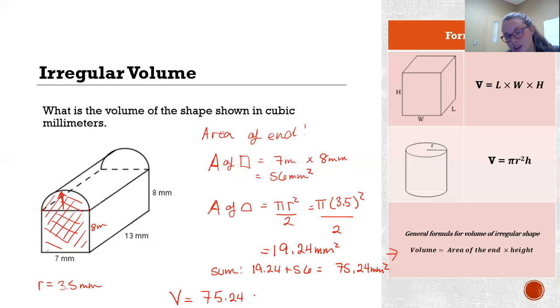75.24 times, this is going to be the same as my height. So height and length, height and depth. So that's going to be my height times 13. Gives me 978.1 millimeters cubed. Okay, and we could probably just go with 978 millimeters cubed. That would probably be fine.